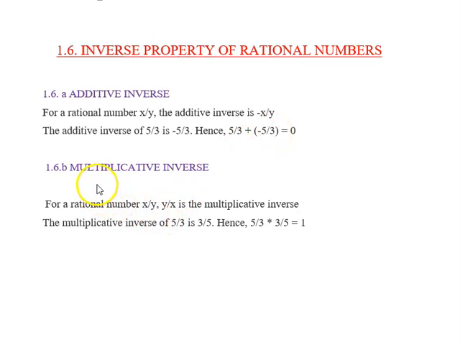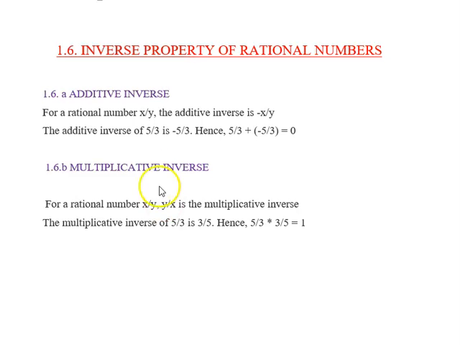Next inverse property is multiplicative inverse. So for any rational number x by y, y by x is the multiplicative inverse. So let's consider the same example. So the multiplicative inverse of 5 by 3 is 3 by 5. That is, we are inversing the numerator and denominator. If you multiply that 5 by 3 times 3 by 5, you will get 1. So the multiplicative inverse of any rational number is, we are inversing the numerator and denominator.